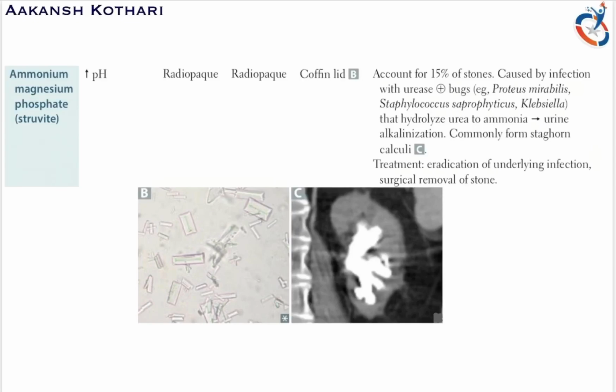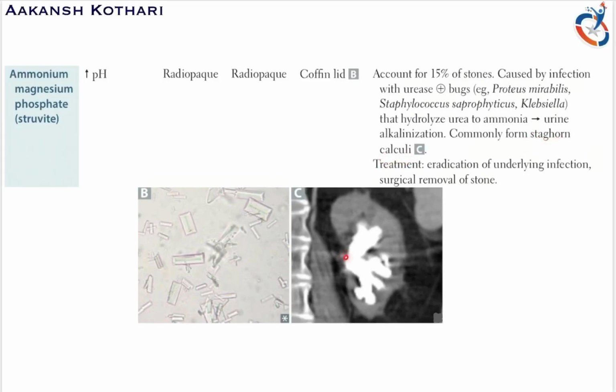Now, what are urease positive organisms? Organisms which convert urea to ammonia are urease positive organisms. Examples: Proteus mirabilis, Staphylococcus saprophyticus, and Klebsiella. This results in urine alkalinization. Due to the increased quantity of ammonia, it leads to urine alkalinization, and hence the pH also increases. This results in a common form of stone, which is the staghorn calculi.